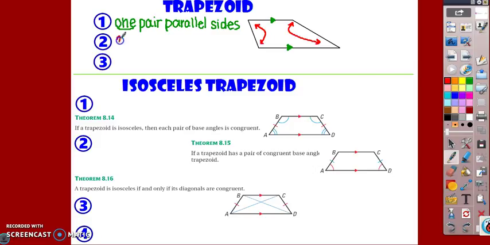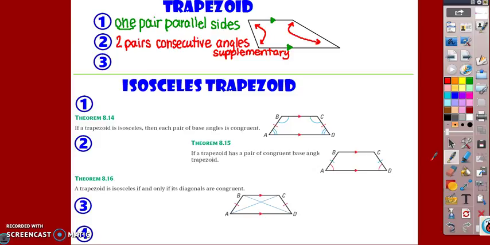Let's write it like this. Two pairs of consecutive, you could write same side, angles, supplementary. And that just follows from the parallel. We're going to come back to number 3 because I'm going to show you another cool thing about trapezoids.